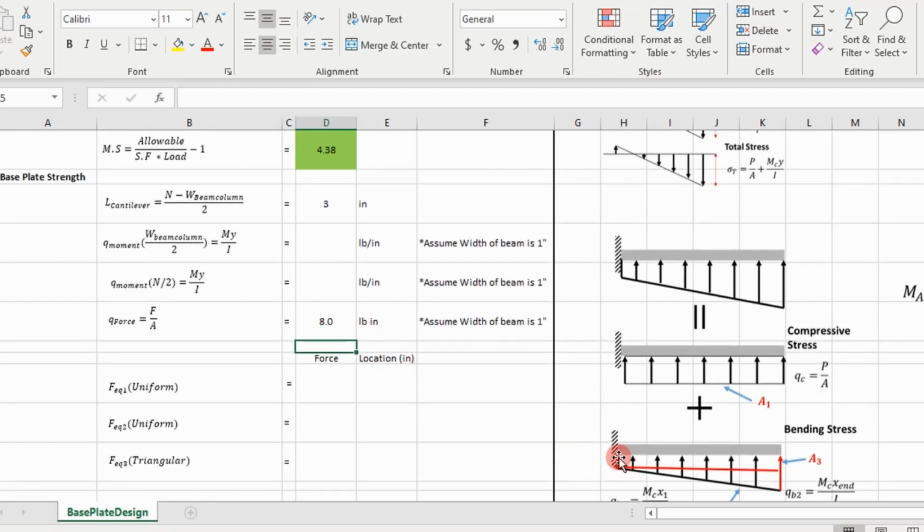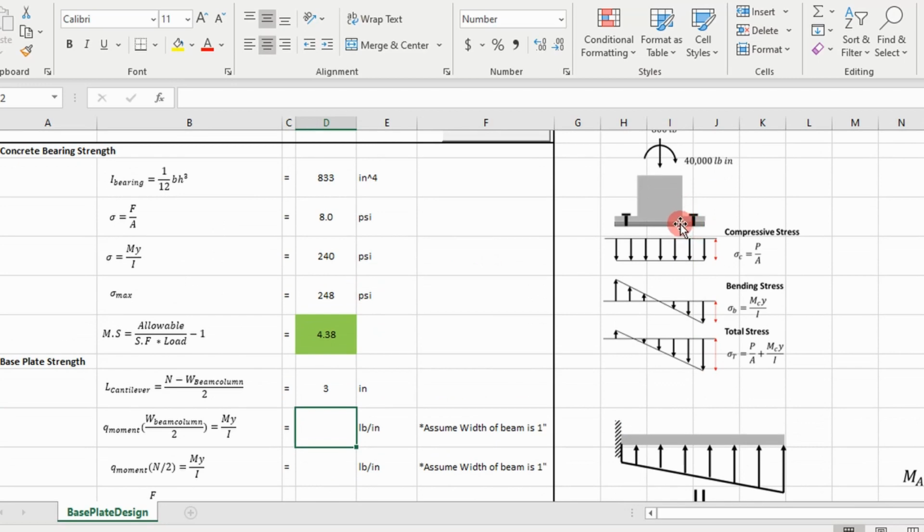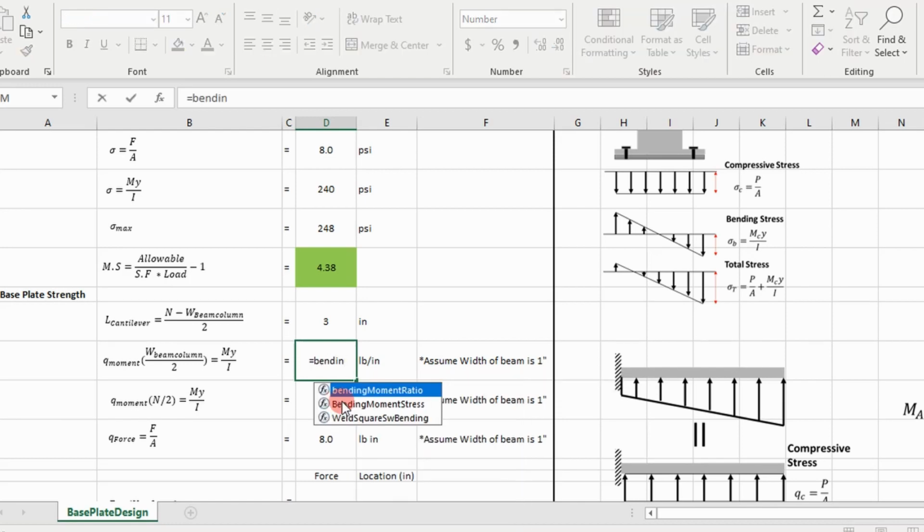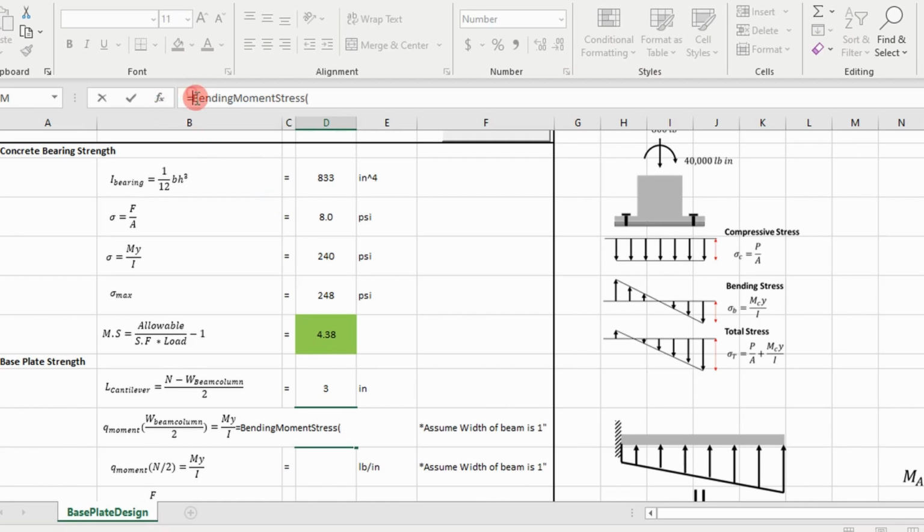So I'm going to calculate this line load right here first. That occurs at the width of our column divided by 2. If we look at this, it may help you visualize it. We're calculating the bending stress right here at this point. If we go down from this to down here, it's going to be this value. So the VBA function we're going to use is bending moment stress, but we have to realize it's actually a line load in this case. I'm going to make that negative because I know what direction it's pointing in.